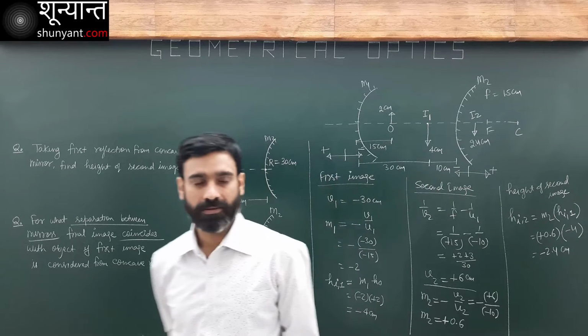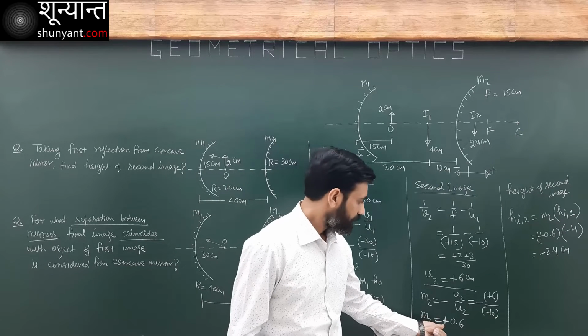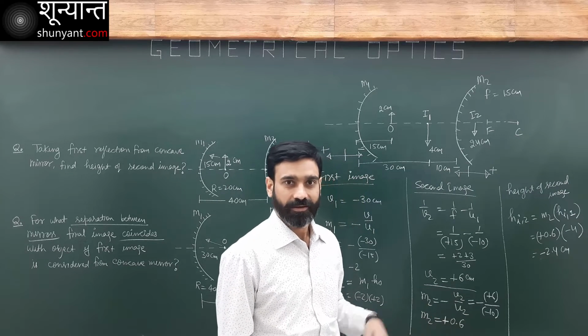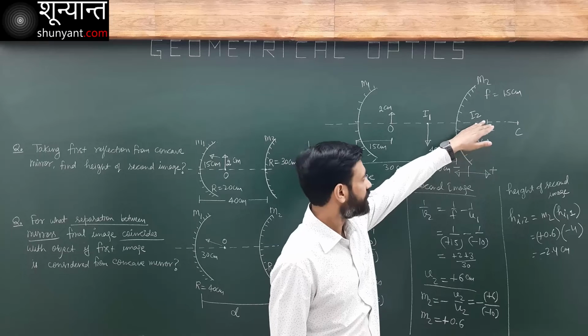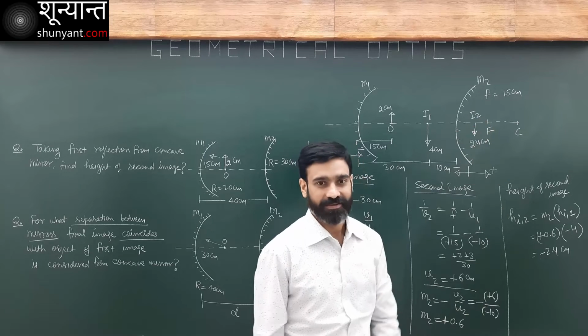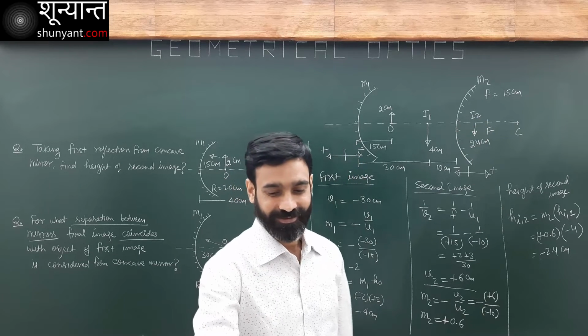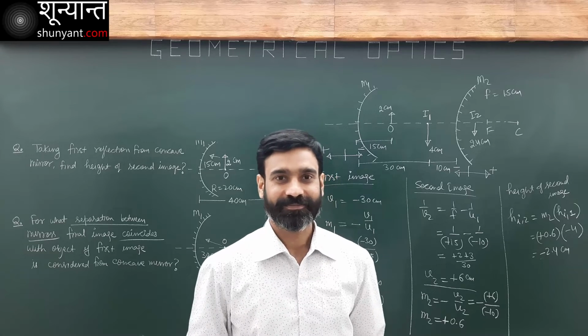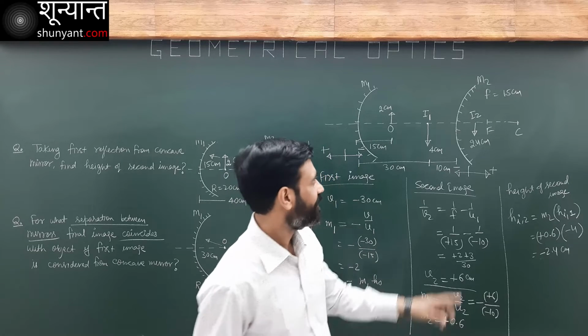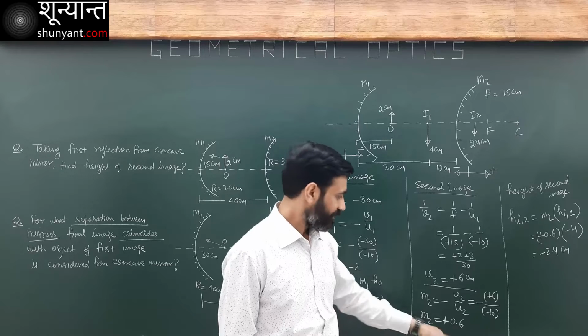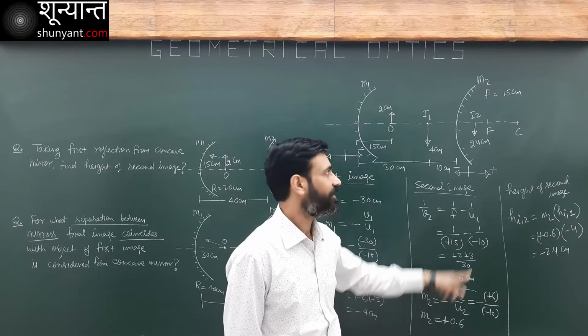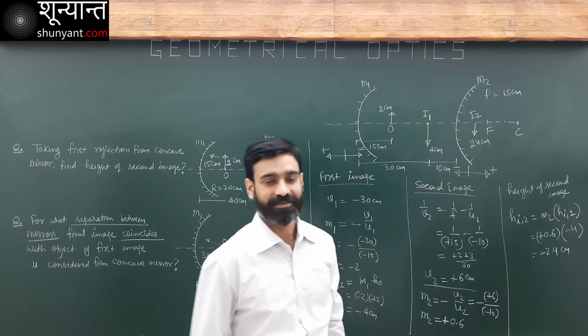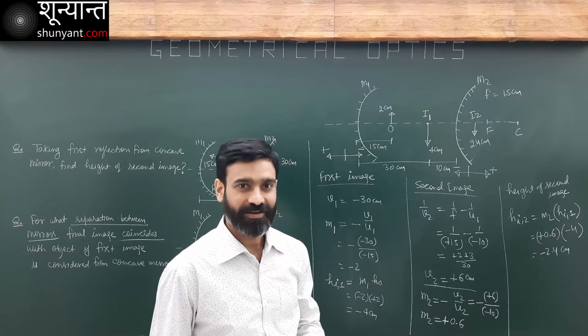Okay, second image. From here, it says that the image is going to be erect, but now here I see that it is below the principal axis. Is there any discrepancy here? This says to me that it is erect, but here I get it below the principal axis. That's why it is erect.